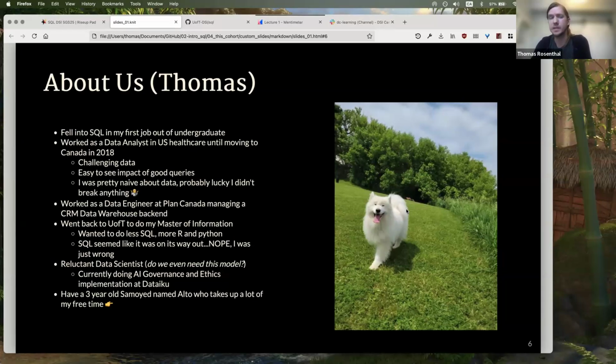I call myself nowadays a reluctant data scientist. So do we even need this model? I do AI governance and ethics implementation at the software company Dataiku. Before that, I was at Thomson Reuters doing similar work for their AI governance team. And this is my Samoyed Alto. She's grown up, as these slides have too, so I always have to keep changing them. I need a more wintry one.